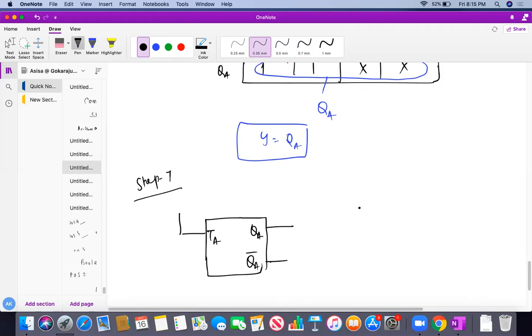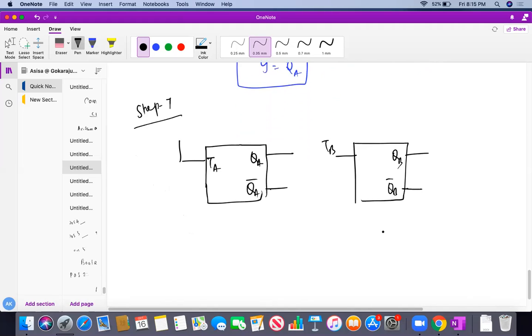Next it has another flip-flop TB and it has QB bar, and this is actually the clocked synchronous sequential circuit. So the clock will be common like this, a common synchronous clock. Do you all understand? The same clock will be applied to any of the flip-flops required in the design.